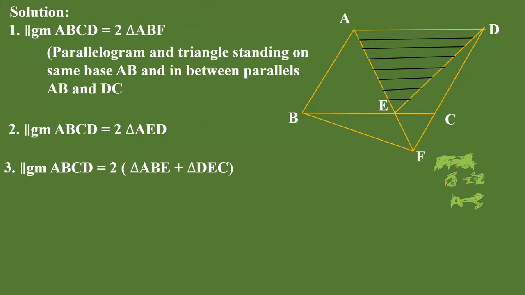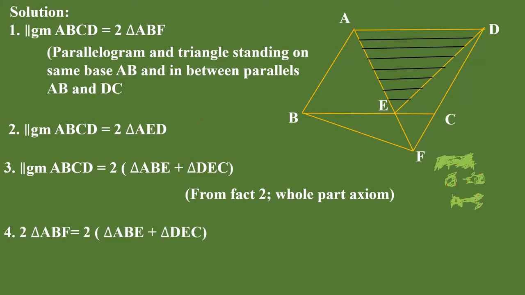Now, next is parallelogram ABCD. Can we say this one also? It is twice triangle ABE plus triangle DEC, the remaining triangles, right? Why? Because the whole is equal to the sum of its parts. We can say this from fact 2. Now, both are the parallelogram. What can we say next? Let's see. If you compare 1 and 3, we can say twice triangle ABF is equal to twice triangle ABE plus triangle DEC. We can say this from facts 1 and 3.